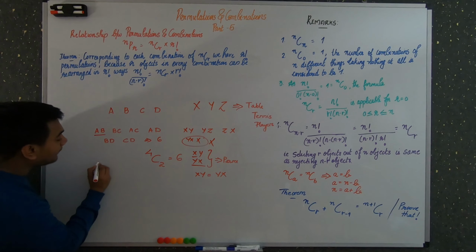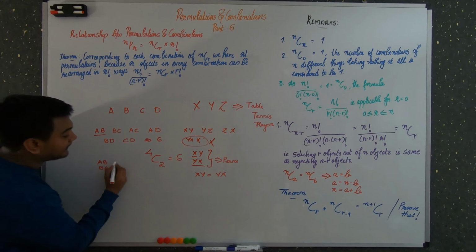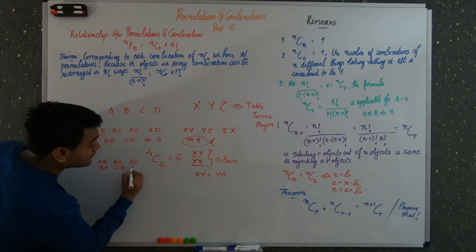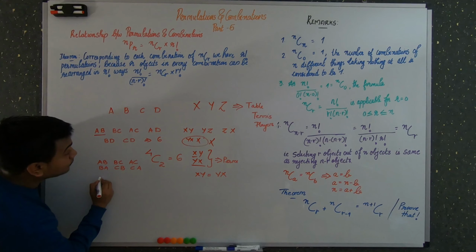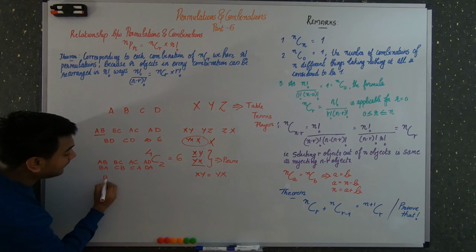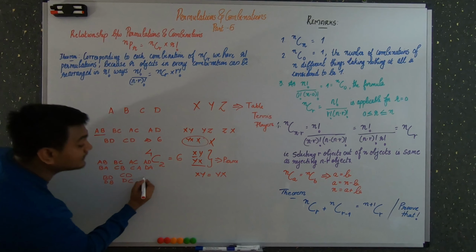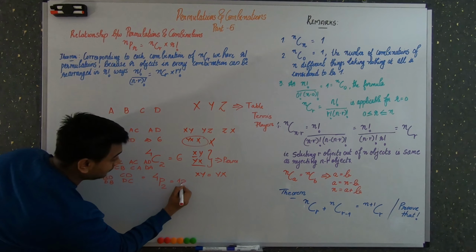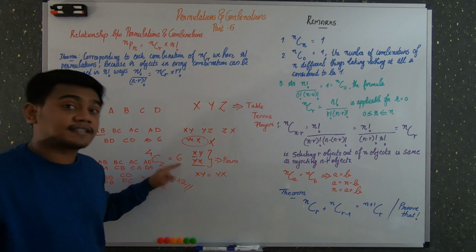You can see that AB can also be rearranged as BA, BC can be rearranged as CB, and AC can be rearranged as CA. I am writing this in terms of permutation. Also AD can be rearranged as DA, BD as DB, and CD as DC. So in total, when you take 4P2, there are 12 permutations, and when you take the combination, there are only 6 combinations.